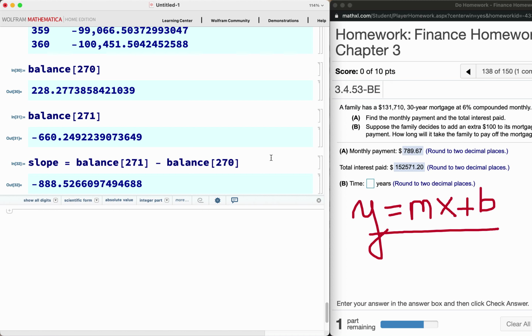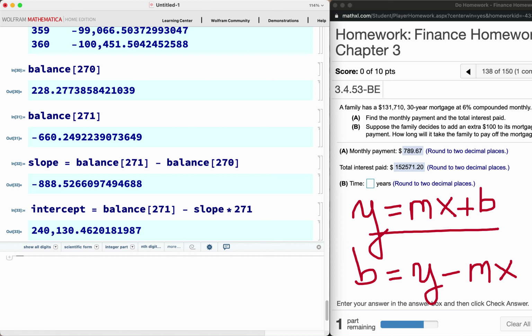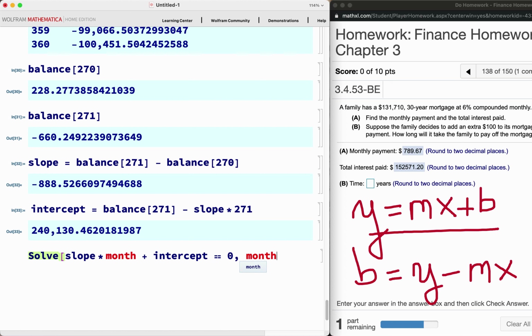Now, how do I figure out b? Well, b is going to be equal to y minus mx. So b, or my intercept, is going to be equal to, let's pick a y value, balance of 271, or I could use balance of 270, it doesn't really matter, minus the slope times 271. Now I have to figure out, where is this equal to 0? So solve slope times the month plus intercept is equal to 0, and what is the month?